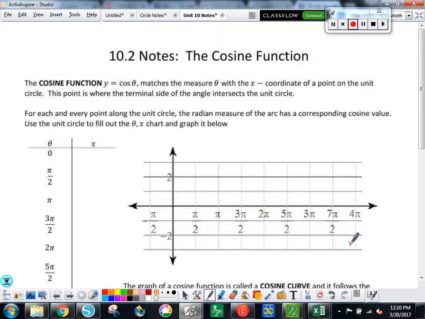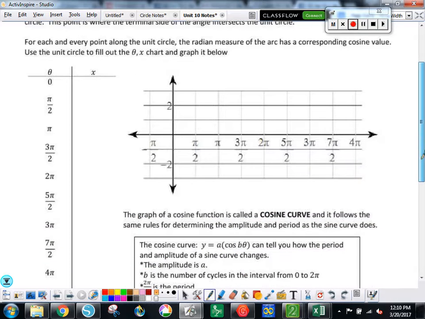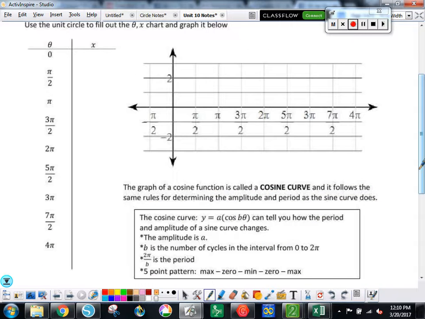Alright, just like we did last time, let's start filling out the behavior table, but this time, instead of filling out the y values, because y is cosine, we are going to be filling out the x values, because x is cosine, right? So on your unit circle, if you were over here at 0, what's the x value? X value is positive 1.